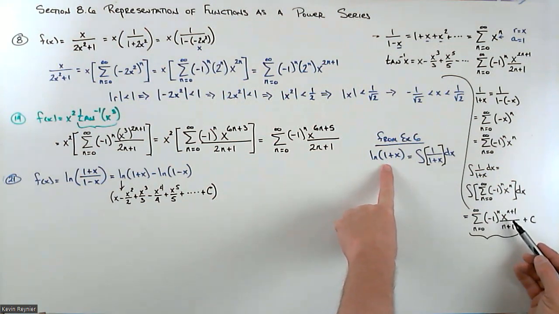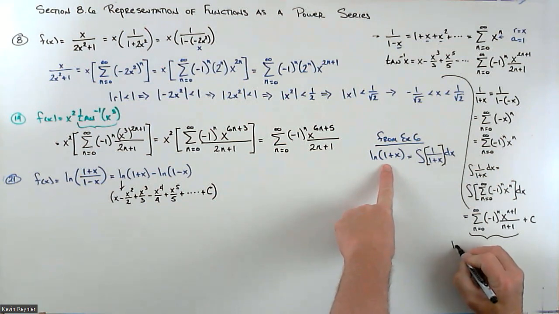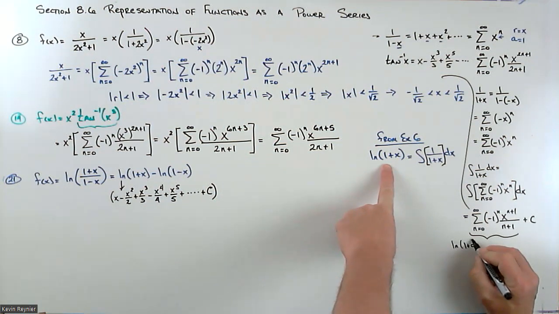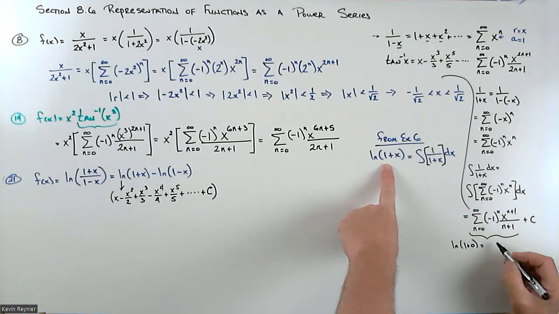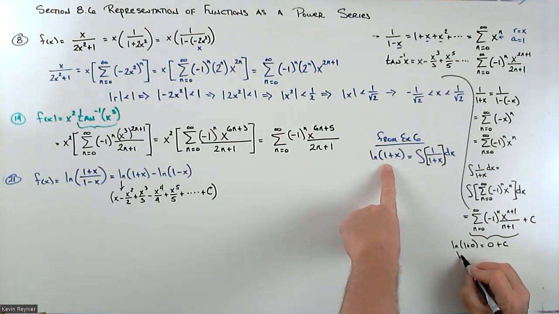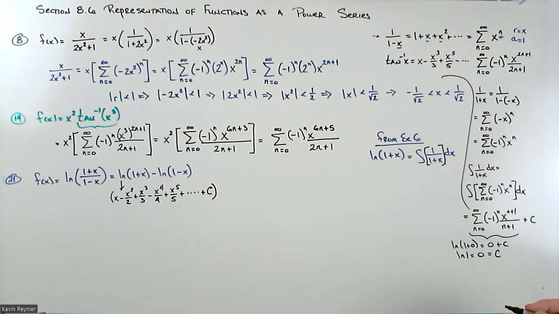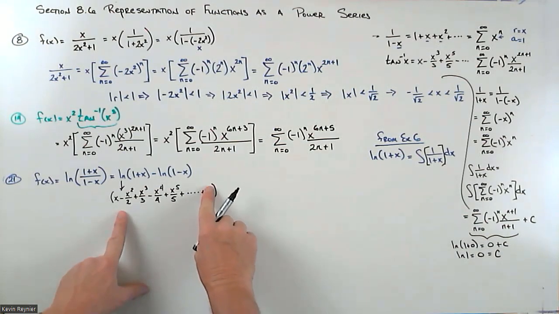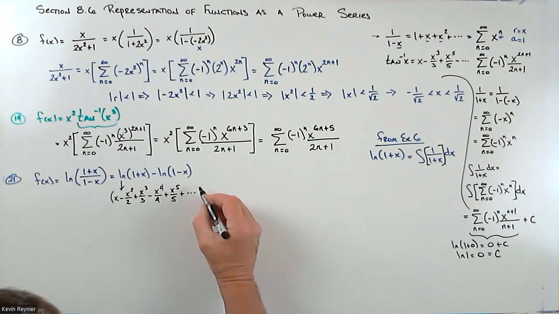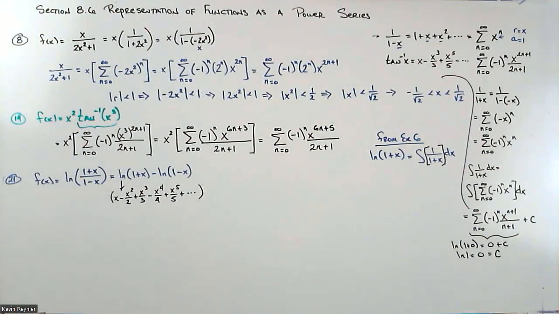So on this side we're going to have natural log of 1 plus 0. On this side, all these terms are going to be 0, plus c. Of course, the natural log of 1 is 0. So that gives us c is 0. So when we do this, our c is equal to 0. So that's the natural log of 1 plus x.